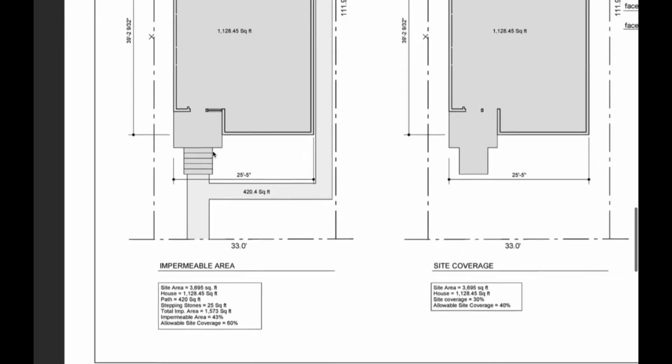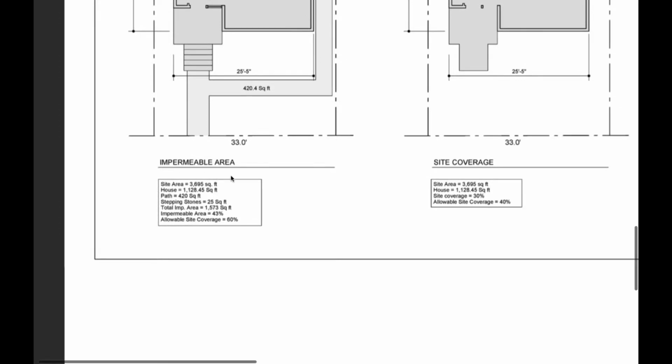The very first drawing on the left, its title is impermeable area. It gives you the square footage of the site, the house, the path. There's going to be stepping stones. There's a total impermeable area, which is 43%, and you're allowed to be 60% on the site.